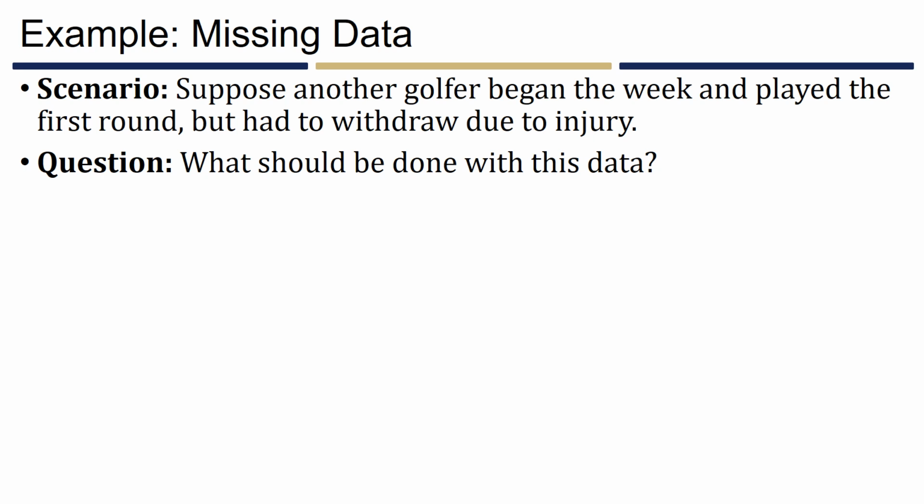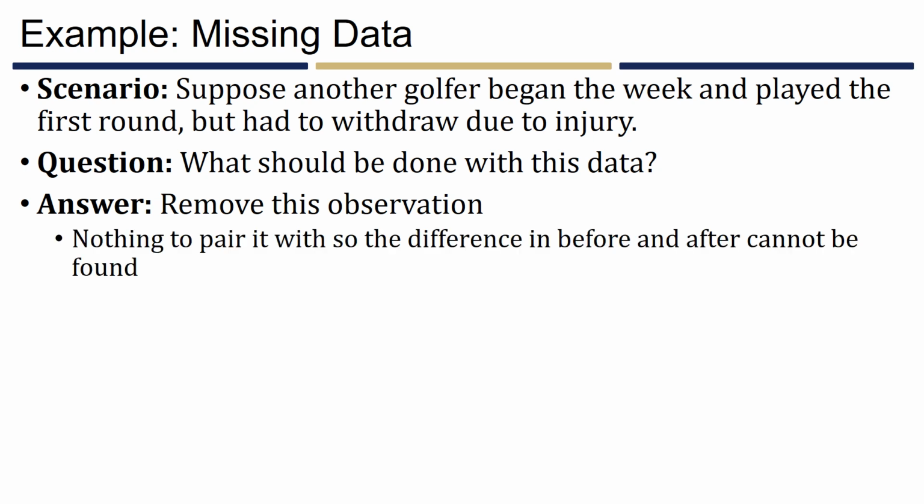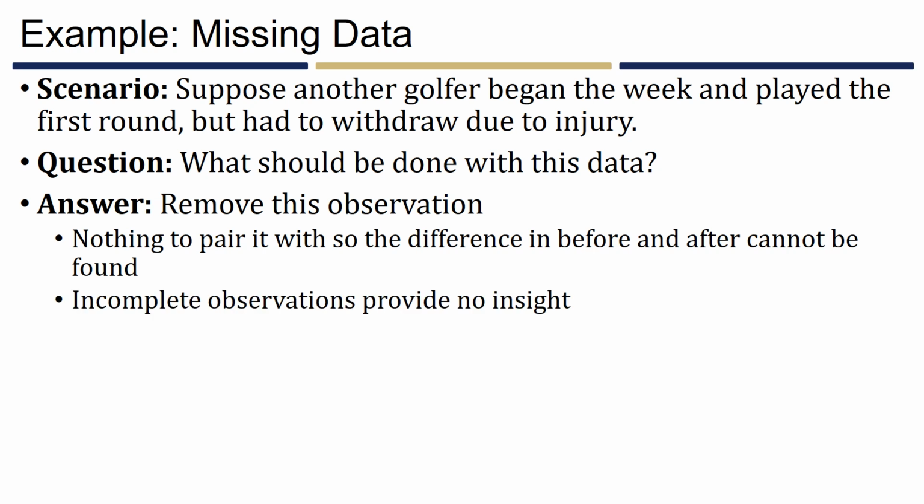Now, in a matched pairs test, we really only have one option, and that option is to remove this observation in its entirety. We have a beginning score, but we don't have anything that we can pair that observation with, so we can't actually find the difference in the before and the after scores. We can't measure this golfer's improvement. This is an incomplete observation, and in a matched pairs test, an incomplete observation is going to provide you no additional insight.